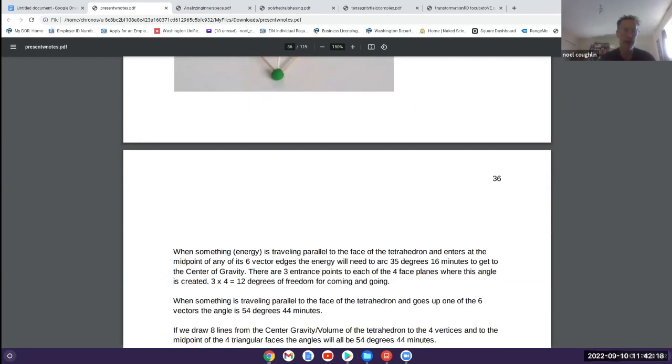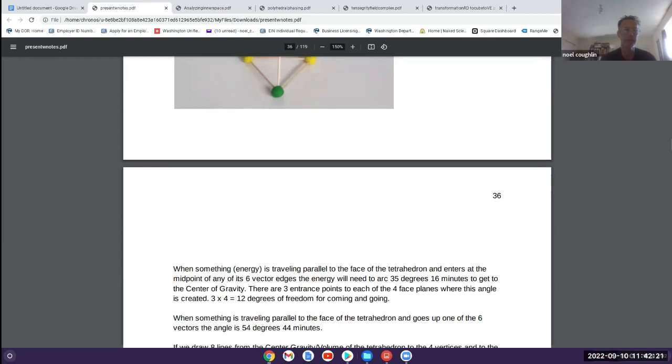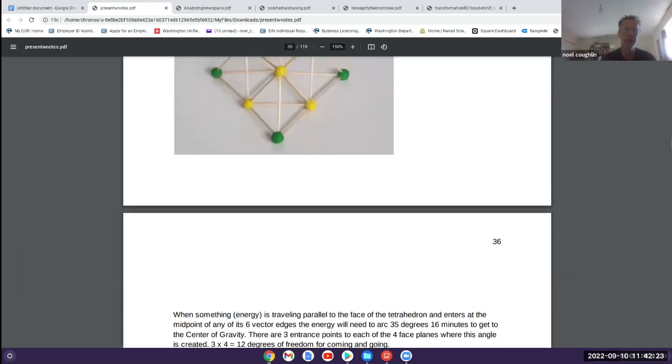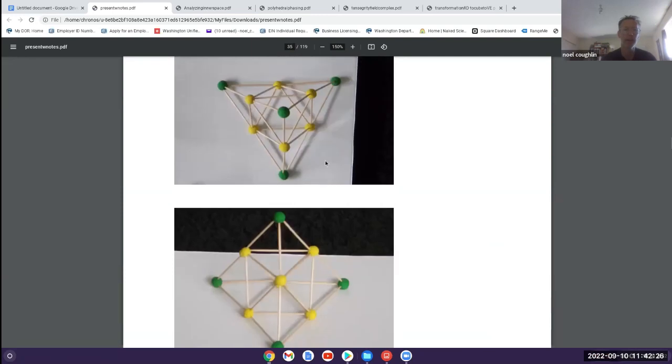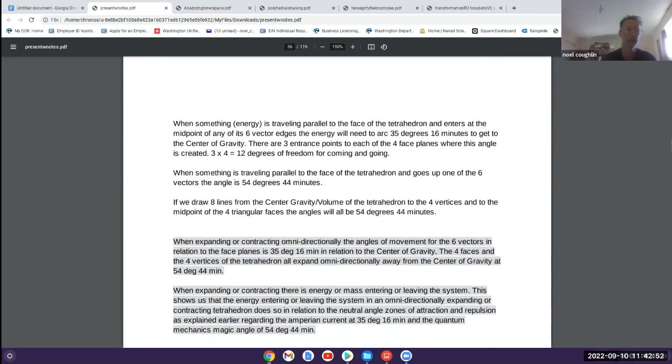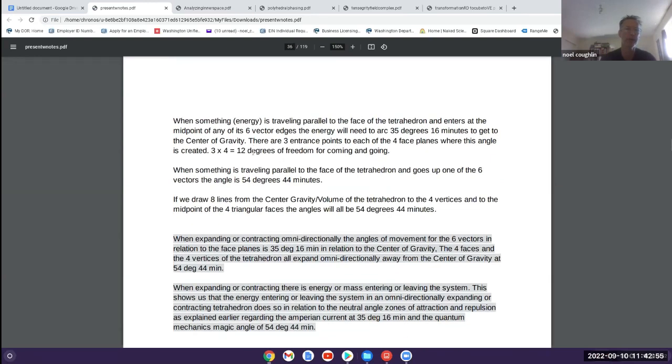When something like energy is traveling parallel to the face of the tetrahedron and enters at the midpoint of any of its 6 vectors, like say I was just on this flat plane right here, and I was going exactly straight like this. If I go up straight all the way to the tip of the tetrahedron, that's 70 degrees 32 minutes. If I go right to the middle and then come out the other side of this yellow one, that's 35 degrees 16 minutes. If I come walking along here and I come up this angle here, that's 54 degrees 44 minutes. It can do this at 12 degrees of freedom because it has 3 different entrances on 4 different face planes.